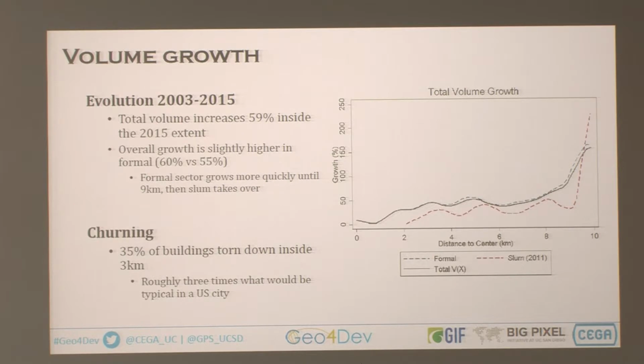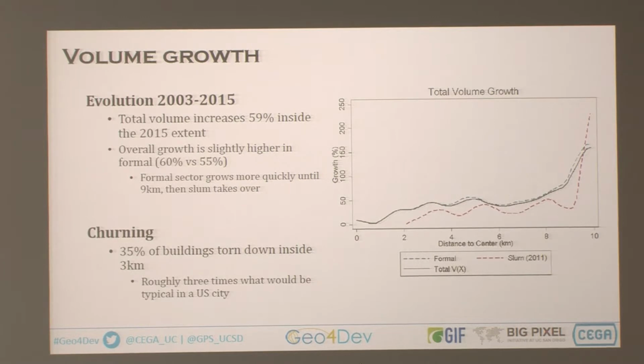First, on volume growth, we see very high levels of change. Across the whole city, we have about a 59% increase in the amount of built volume. If we break this down by sector, it's about 60% in the formal sector and 55% in slums. We can further break that down by distance. This graph shows us growth in volume by distance to the city center. The blue line shows us that near the city center, the formal sector is growing more quickly, while further out, the slum sector is growing more quickly.